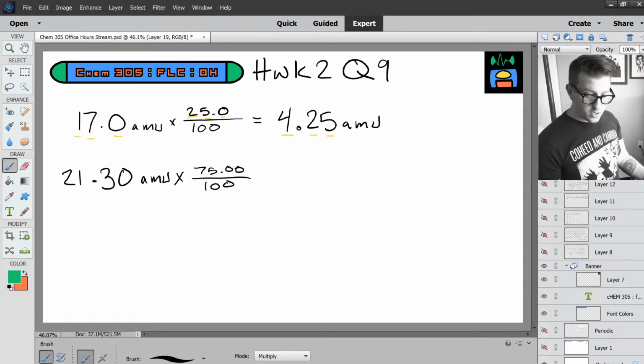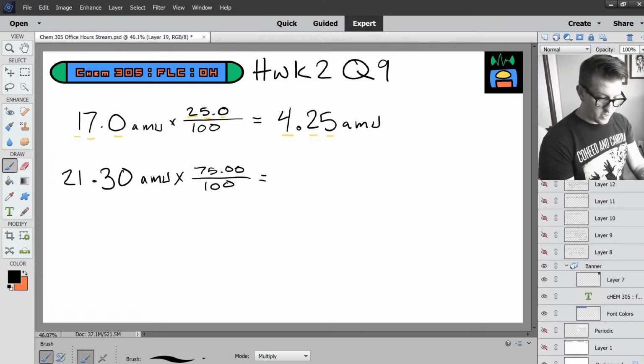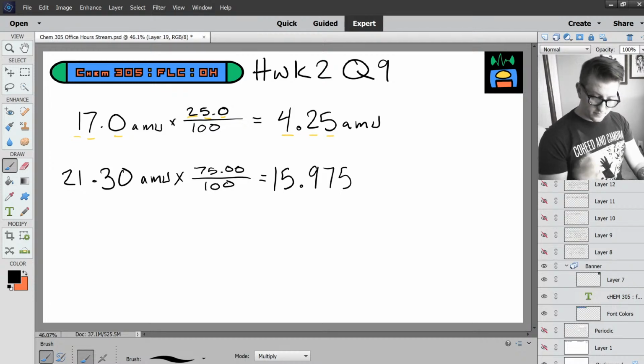Let's do our second calculation. 21.3 times 75 divided by 100. This value is 15.975. All right, that's our value. Let's look at our sig figs.